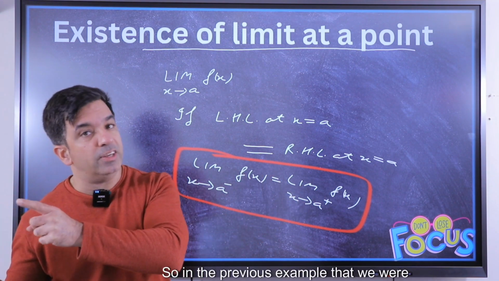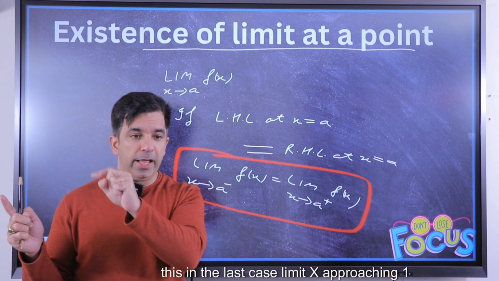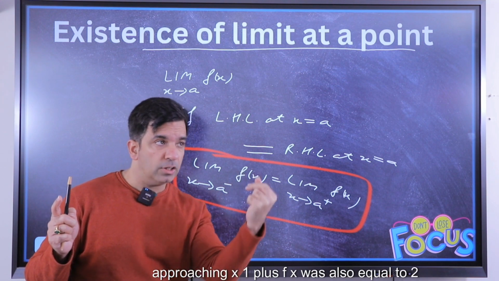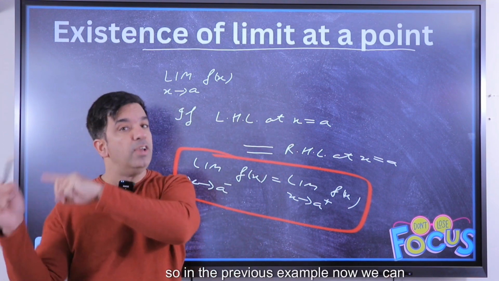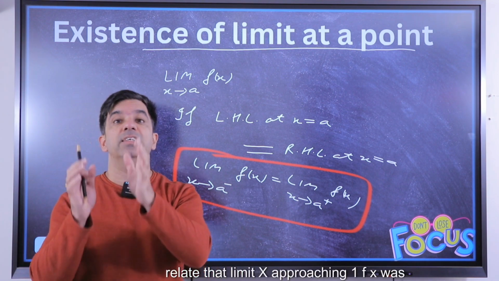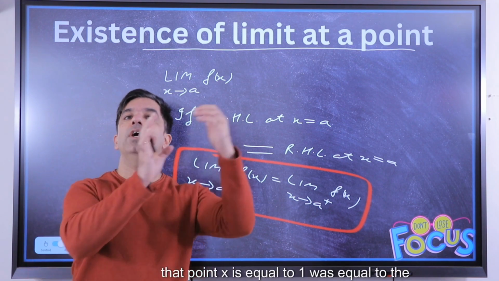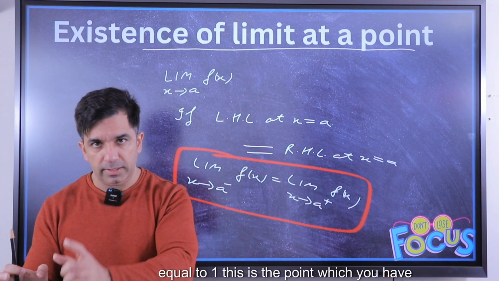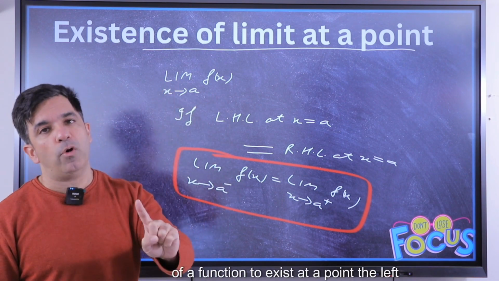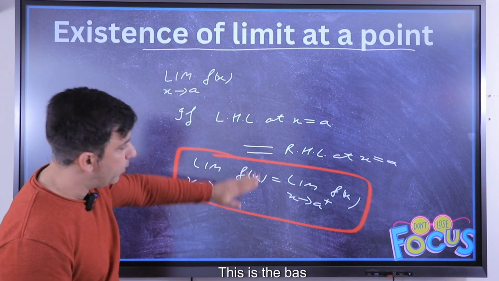So in the previous example that we were just discussing, we could now recall that in the last case, limit x approaching 1 minus f(x) was 2, and limit x approaching 1 plus f(x) was also equal to 2. So in the previous example, now we can relate that limit x approaching 1 f(x) was existing. Why? Because left hand limit at that point x is equal to 1 was equal to the right hand limit at the same point x is equal to 1. This is the point which you have to keep in your mind always, that for limit of a function to exist at a point, the left hand limit at that point should be equal to the right hand limit at that point. This is the basic logic.